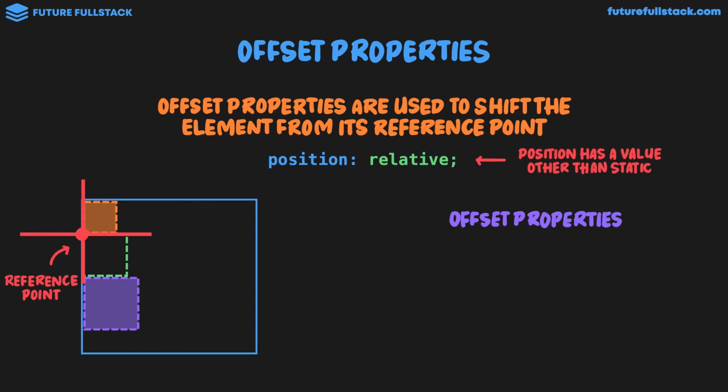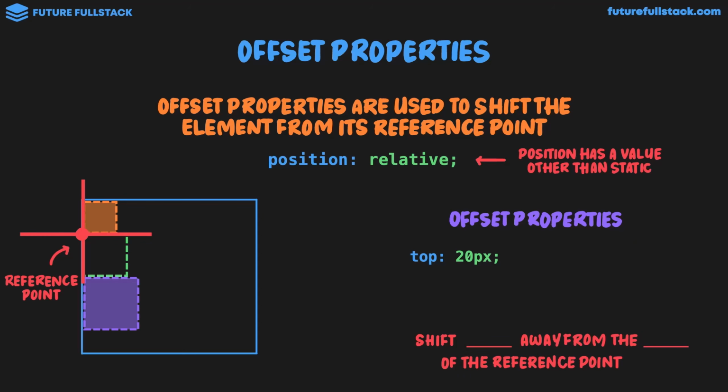There are 4 of them. The first offset property is top, and in this example, it has a value of 20 pixels. Now for me, I find these values a little bit counterintuitive. So to help, I've come up with this sentence for how to think about them. In the case of top, you shift whatever the value is, in this case 20 pixels, away from the top of the reference point. So let's read that out again. If you applied top 20 pixels to the element, it would shift 20 pixels away from the top of the reference point. I just find it a bit confusing if I don't think of it in this sentence, because it's about moving in the direction away from your reference point.